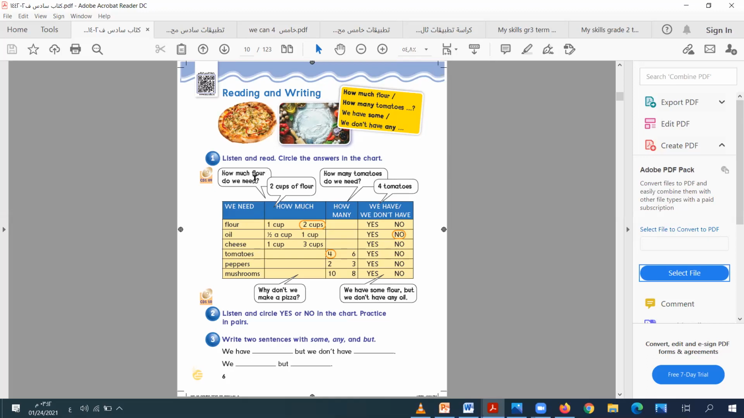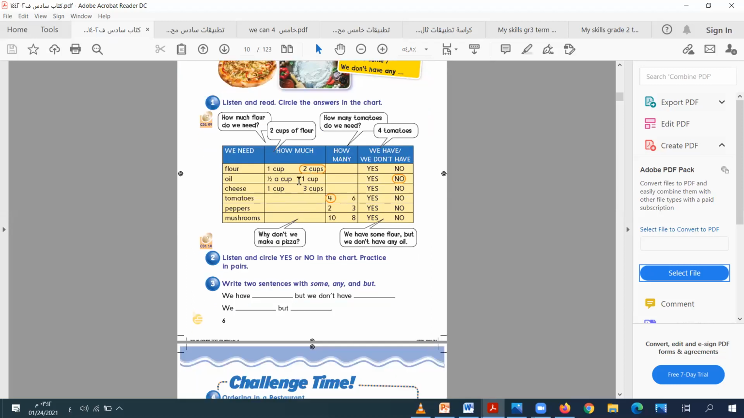How much flour do we need? You can say we have 1 cup, 3 cups, and so on. 2 cups of flour. Exercise number 1. Listen, read, circle the answers in the chart. How many flour do we need?